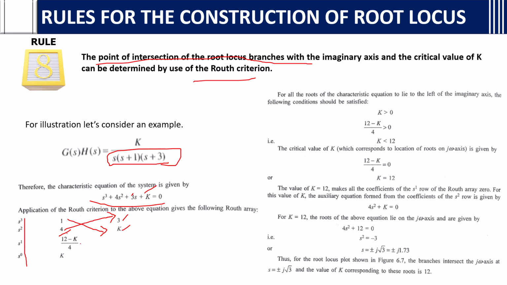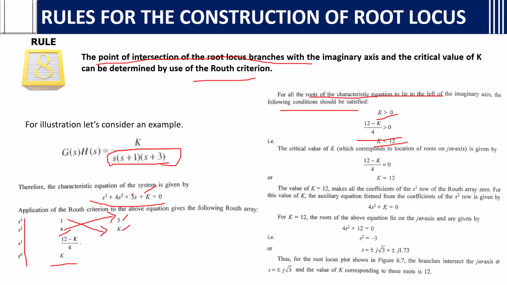So what you can see, this k is greater than 0. For all the roots of the characteristic equation to lie left of the imaginary axis, the following condition should be satisfied: k should be greater than 0. So 12 minus k by 4 greater than 0 means you will get k less than 12.